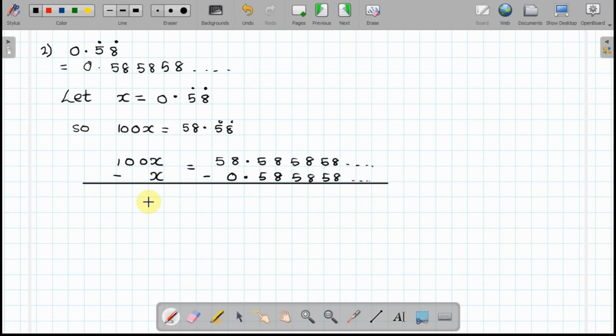We can see that this gives me 99x, and this just gives me 58. To get x on its own, I need to divide both sides by 99. Then x will be 58 over 99. We can't simplify this because they don't come in the same times table apart from the 1 times table. Then we'll look at one more example.